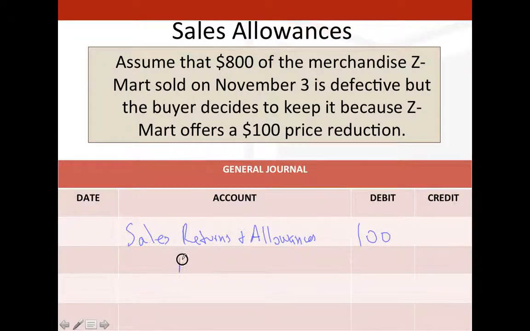Then we'll credit, again, accounts receivable or cash, depending on the payment method that the customer used. We don't have to record anything else. We don't have to record a return of the inventory because the customer kept the inventory. It didn't come back. So this is really all we have to record: a debit to the returns and allowances account and a credit to the receivable or cash, depending on the method the customer paid with.